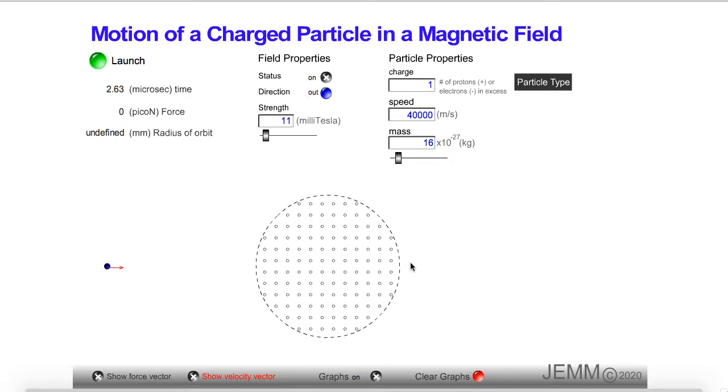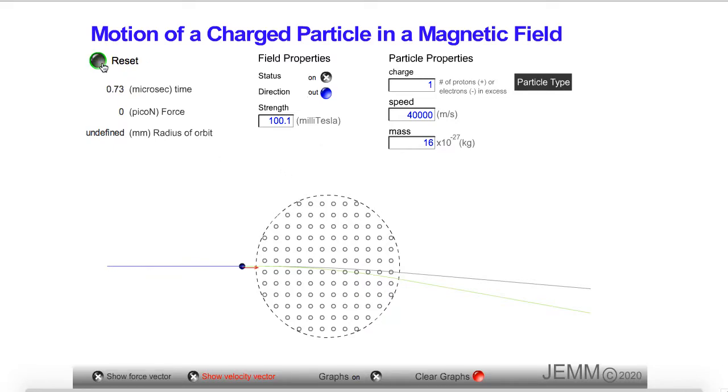Now let's investigate the effect of the strength of the magnetic field on the deflection. We'll go back to our base case with a charge of 1 extra proton compared to an electron, and 11 millitesla. And so let's add another magnet. Let's make it 22. And see what happens. Notice again, as we increase the strength of the field, the deflection gets larger. Well, I say go big or go home. Let's add lots of magnets. And the deflection increases even more so.